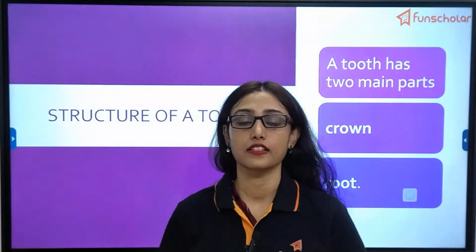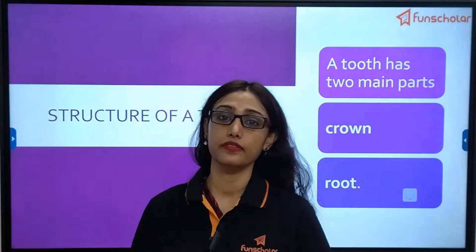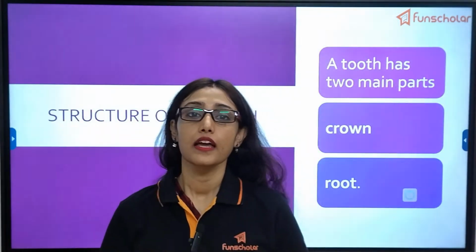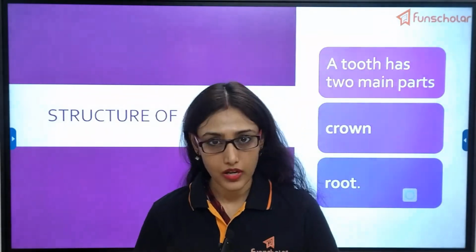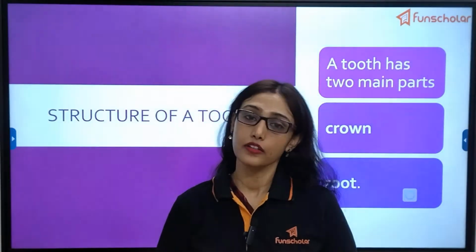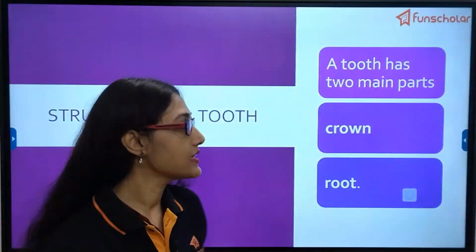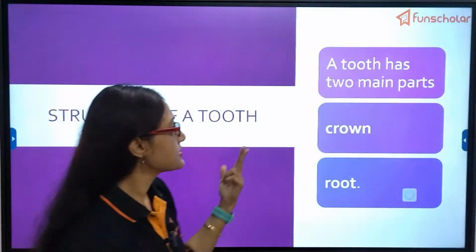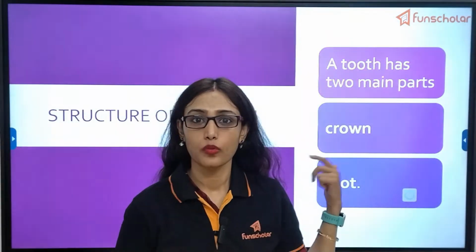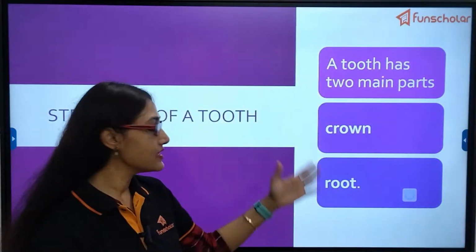In the last lecture, we learned about the different types of teeth present in our mouth. Today we are going to focus on the structure of a tooth. Clear? So, let us begin. A tooth consists of mainly two parts. One is the crown, another is the root.